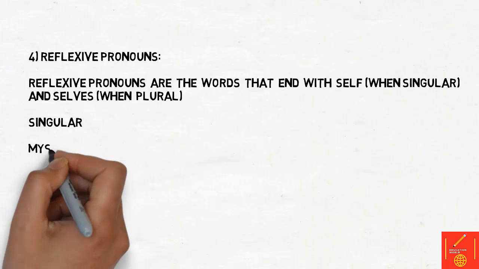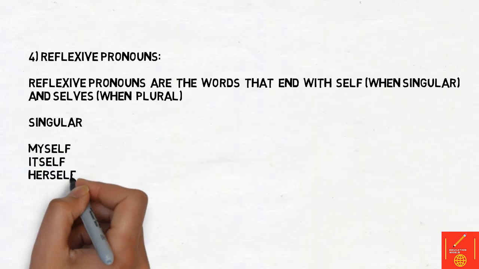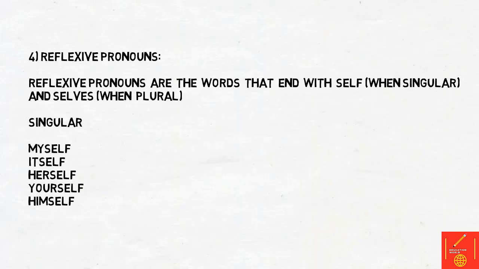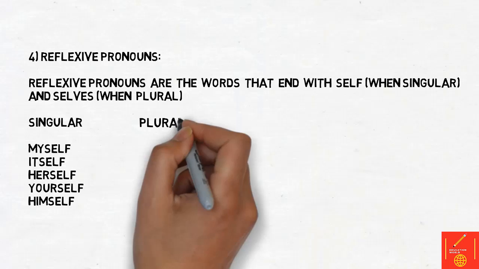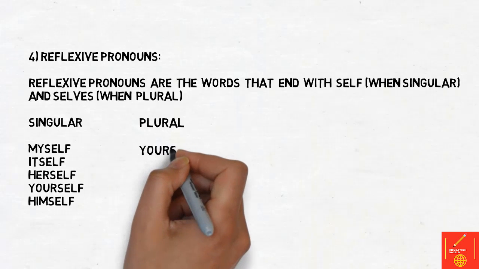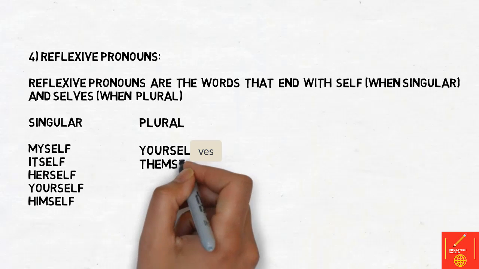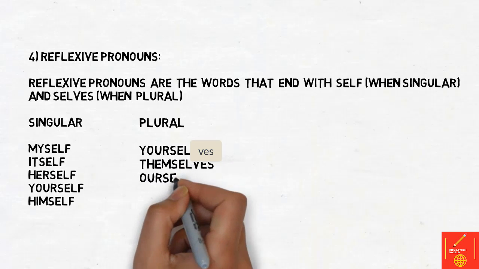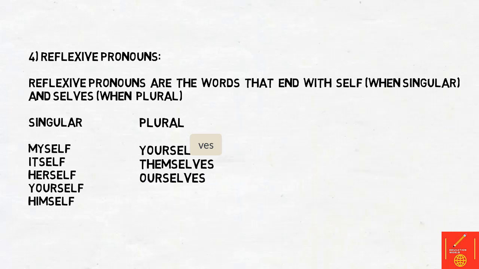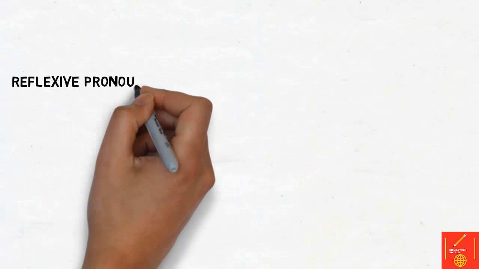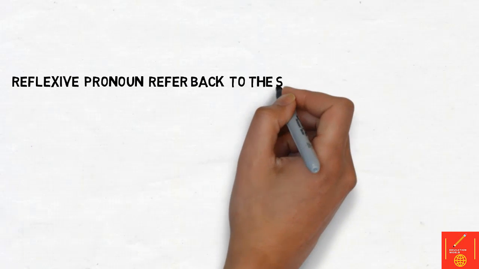Reflexive pronouns. To understand the meaning of reflexive pronoun, we need to understand the meaning of the word reflexive itself. Reflexive means coming back to the subject, and these words always end with self in the singular and selves in the plural. So myself, itself, herself, yourself, himself. In the plural it becomes yourselves, themselves, ourselves. To understand this better, let's take an example.